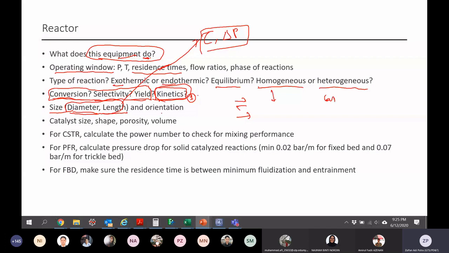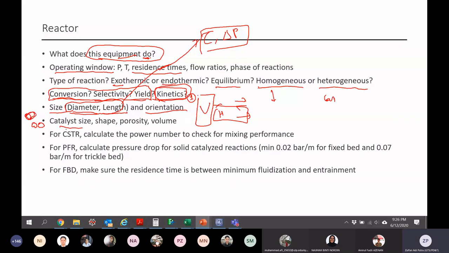And then the orientation: are you going to put it vertical or horizontal? It's something that you have to think about. And if you have a catalyst, how does it look? Is it like a ball like this, or something like this? Or is it a pellet? Yeah, you have a cylinder.